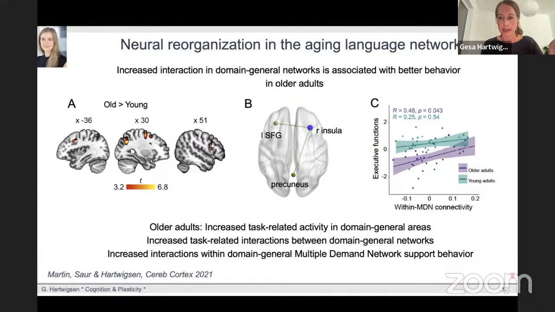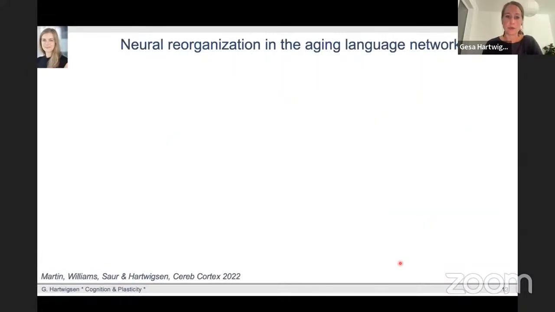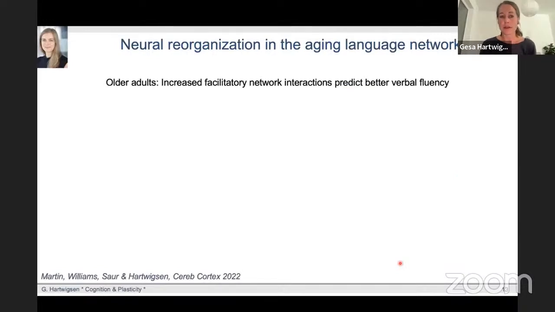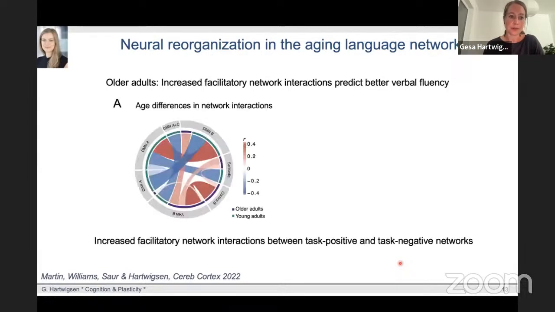But this is just general executive functions. What about verbal fluency itself? So to address this, we reanalyzed the data with a network approach. And we also found that increased facilitatory network interactions predict better verbal fluency in older adults. So here we investigated the same data again. We look at task-related activity during semantic fluency, and then used an independent component analysis to extract the underlying networks, and then correlated the time series between the identified networks.